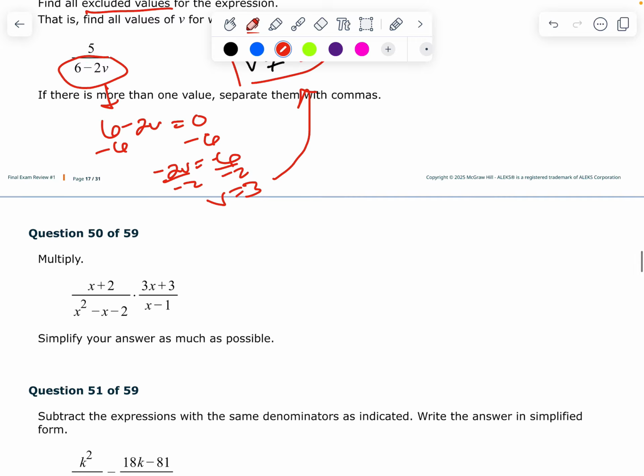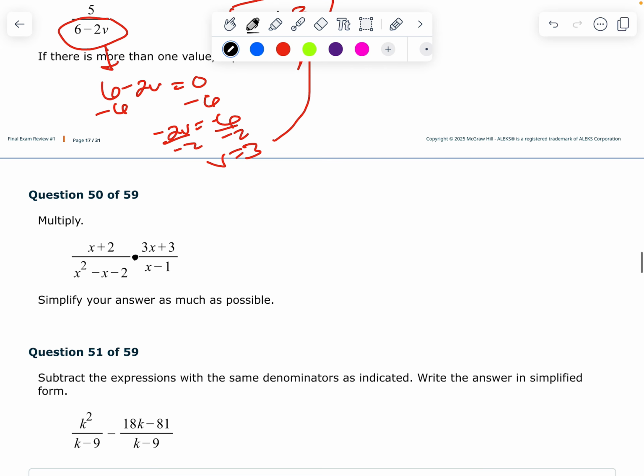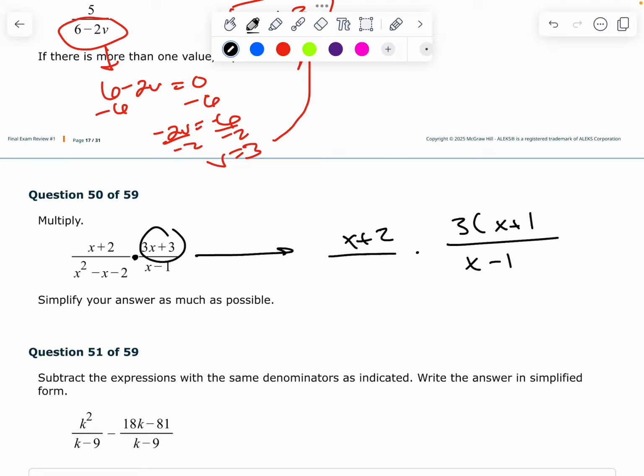All right, multiply. If a problem says multiply and it has a bunch of fractions, pretty much from the halfway point on, you're going to try and factor first, okay? We're almost done. We're 5/6 of the way done. Question 50 of 59. I'm going to factor as many of these as I can. The top left, you just can't factor. The bottom right, you just can't factor. The top right, you can factor out a 3 GCF. The bottom left, you could do star method. I'll let you do the star method, and you should get x minus 2, x plus 1.